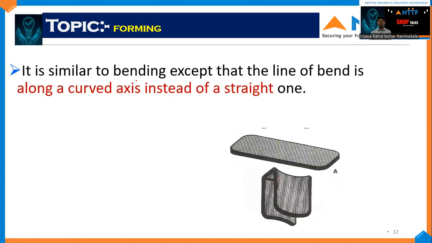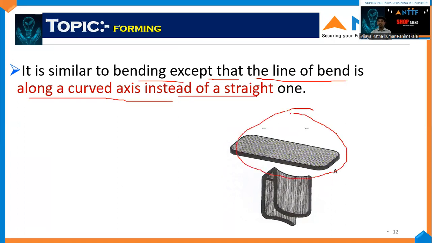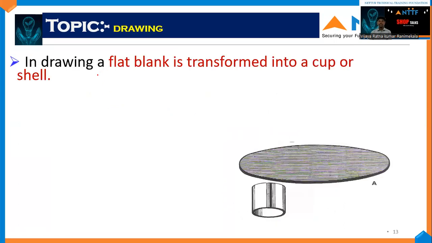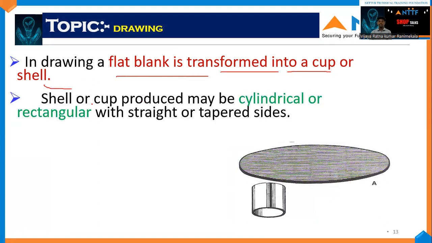Forming. It is similar to bending except that the line of bend is along a curved axis instead of a straight one. We can see flat blank converted to curved. Drawing. In drawing, a flat blank is transformed into a cup or shell. The shell or cup produced may be cylindrical or rectangular with straight or tapered sides. You can see flat blank transformed to cup or shell shape.